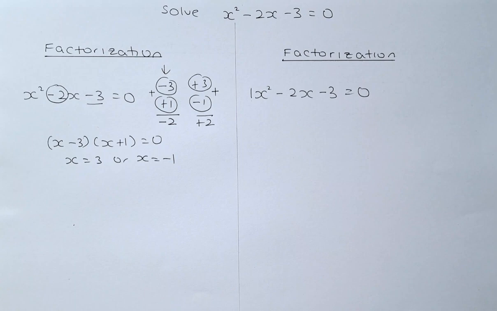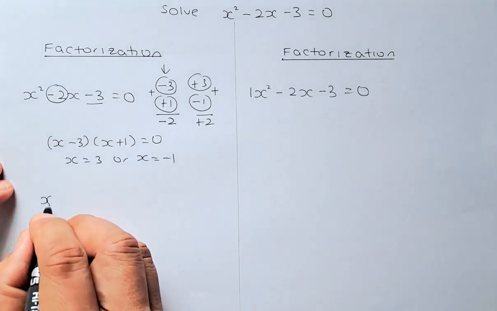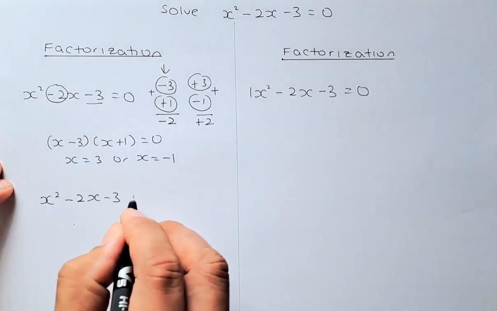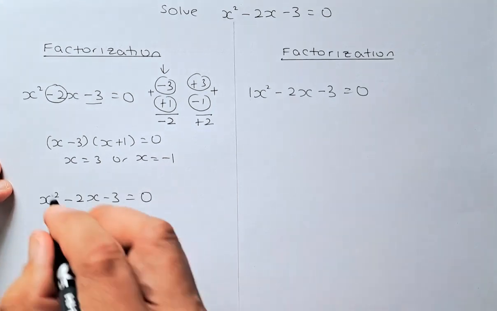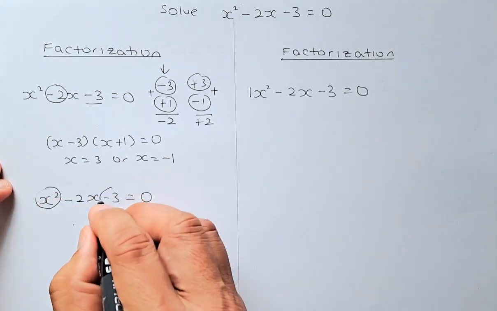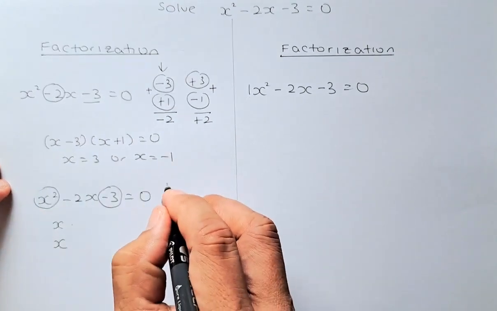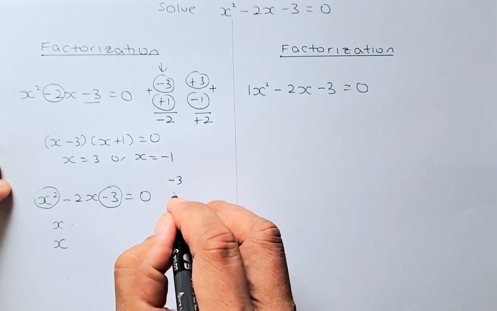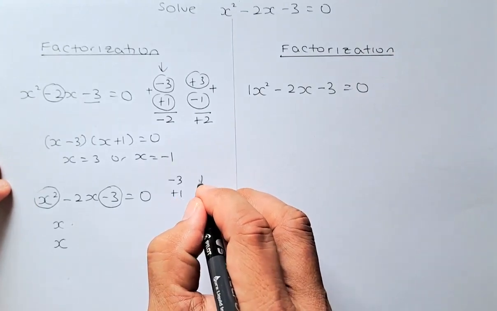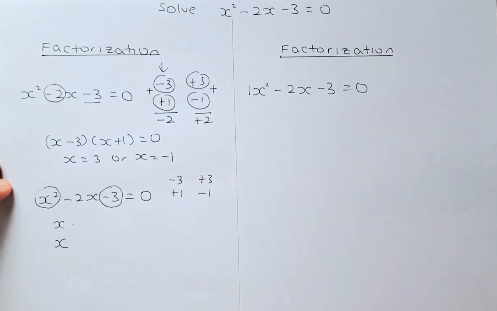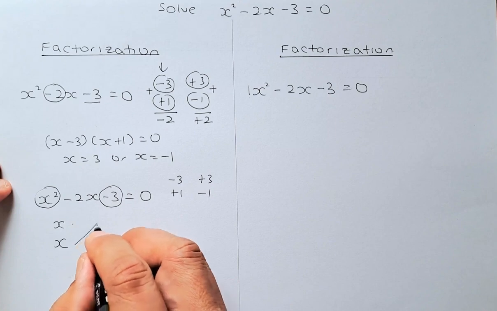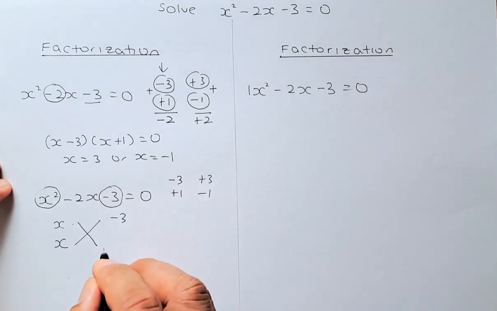The second way of factorizing is what I learned in school, so it's still fresh in my mind. The equation is again x squared minus 2x minus 3 equal to 0. You find the factors of x squared and the factors of minus 3. The factors of x squared are x and x, and for minus 3 there are 2 possibilities again: minus 3 and plus 1, or plus 3 and minus 1. You do trial and error to get the answer. We're going to try minus 3 and plus 1.